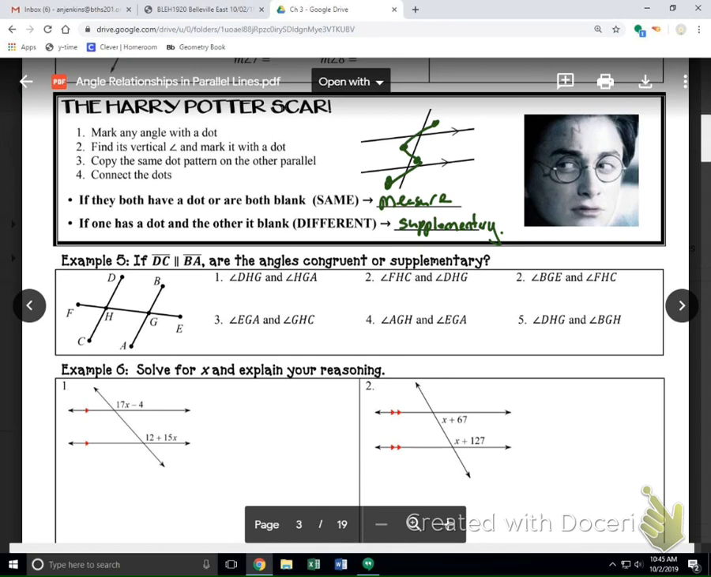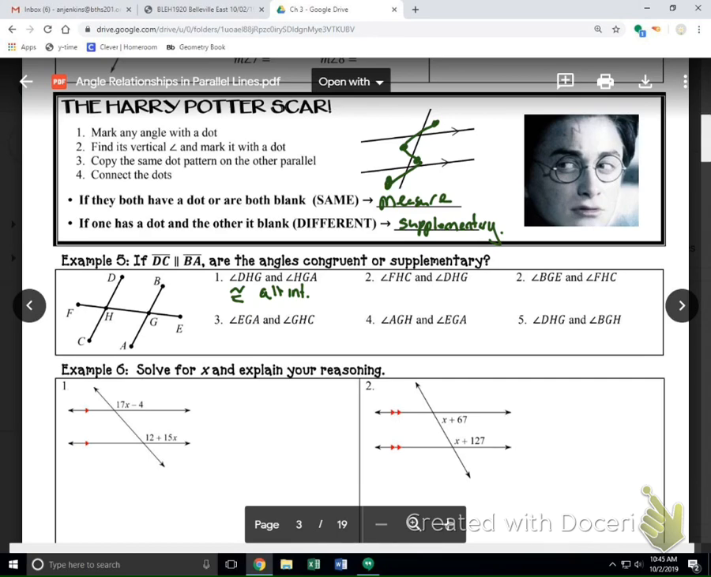Okay, on to our next one. If these are parallel, line DC, segments DC and AB, are the angles congruent or supplementary? So our first one is DHG. I'm going to draw these on here and then I'll erase them. So DHG. And the next one is HGA. Are these angles congruent or supplementary? They're congruent, and we know because it is alternate interior.